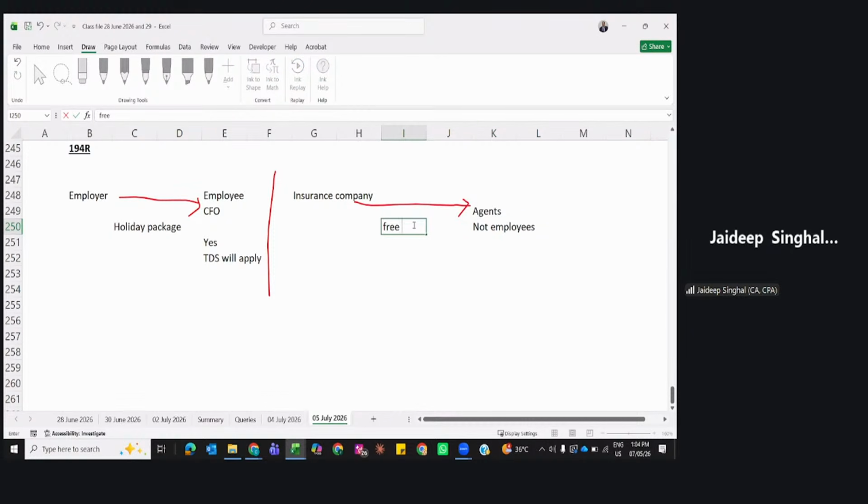Is there any section covering this? There is no section for this. That's why they introduced it. See, for salaried people, perquisites are covered, but for other people, perquisites are not covered. They introduced section 194R. This is a perquisite, and on this, TDS will be applicable. Clear?